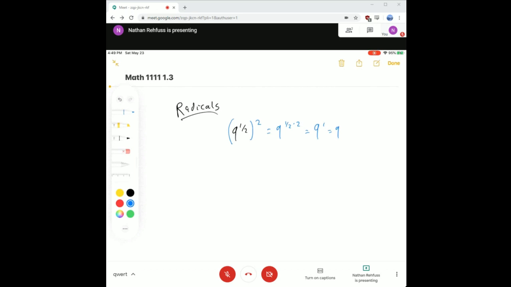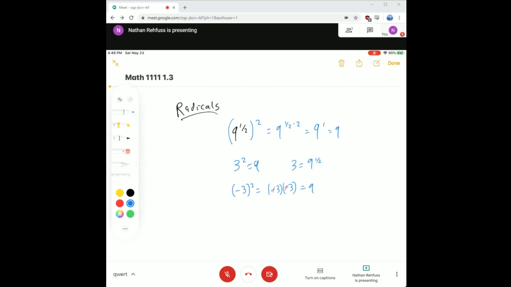Well, that number is, is it going to be 3? Because I know 3 squared is 9. So I could say 3 is 9 to the 1/2. On the other hand, I also know that negative 3 squared is just negative 3 times negative 3, and the minus signs cancel out here. So that's also 9. Well, which is it?